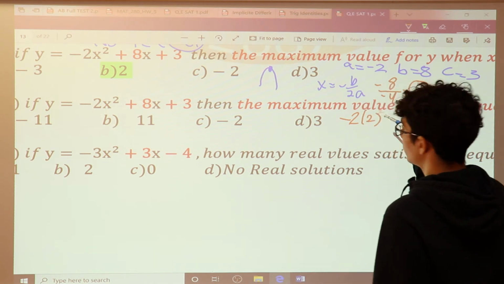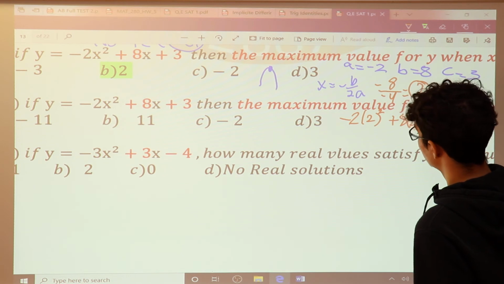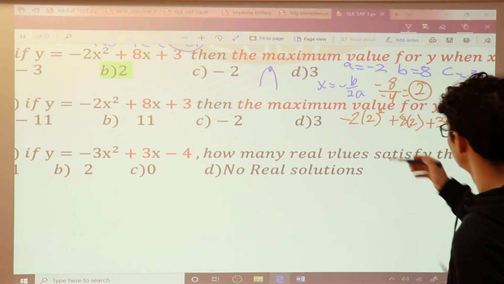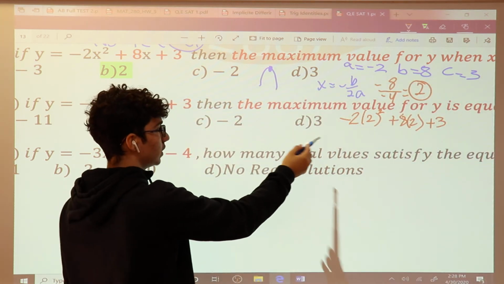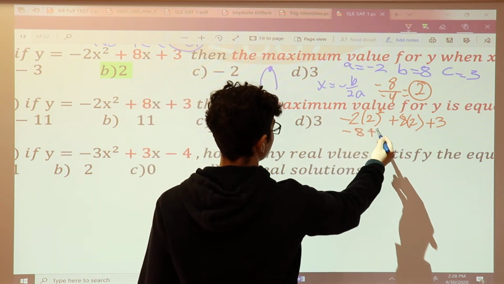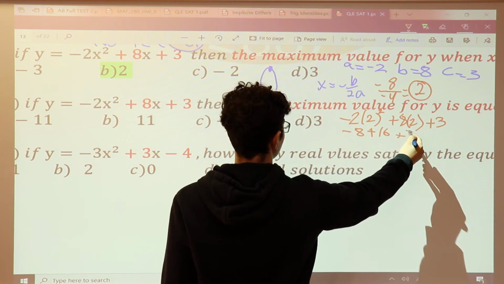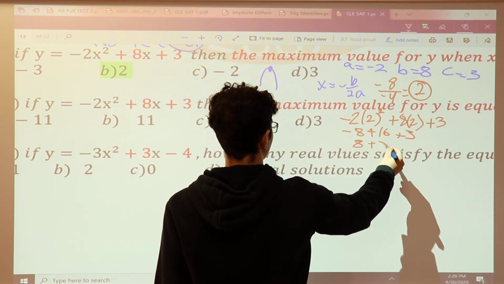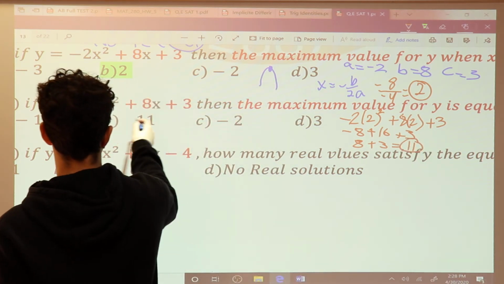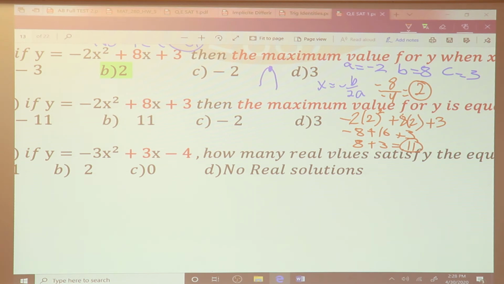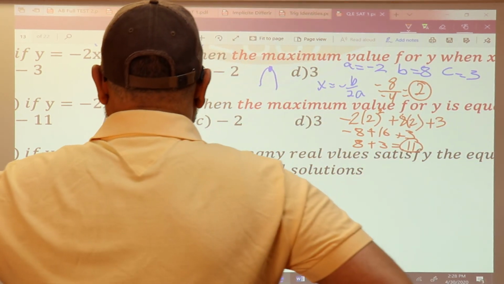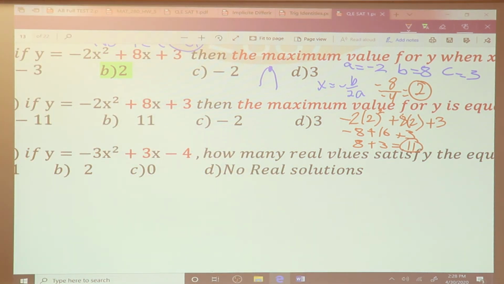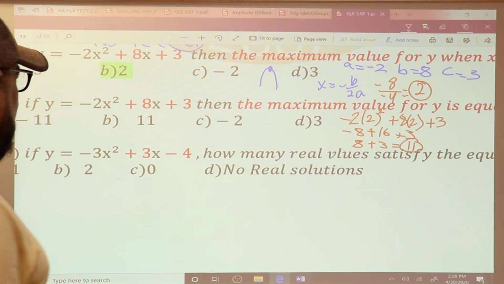Negative 2 times 2 squared: 2 squared is 4, times negative 2 makes negative 8. Then plus 8 times 2, which is plus 16, plus 3. So negative 8 plus 16 is 8, plus 3 is 11. The maximum value is 11. Good job.